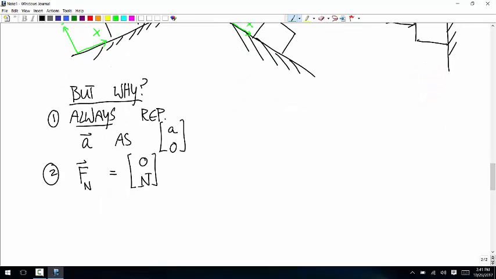And then the last benefit is that the force of friction is always parallel to the surface. So the force of friction is always going to be plus or minus the coefficient times the normal force in the x component, and then 0 for the y component. That's, you know, 3 good reasons to do this. There's one drawback.